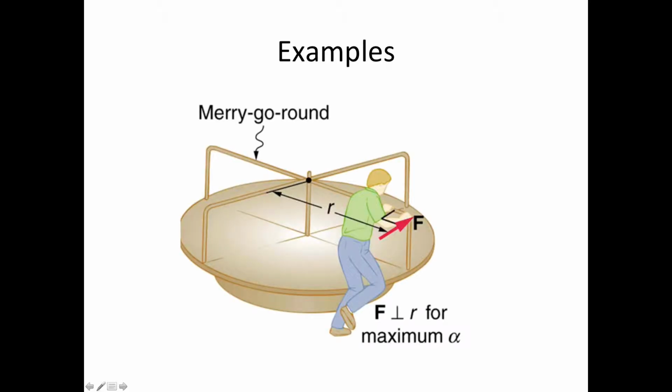So here's some examples. Let's say you have a merry-go-round, and you're pushing on the outside. The reason the merry-go-round spins around this pivot point is because you are pushing with a force, and that force is acting over a radius of the merry-go-round. This statement down here says F needs to be perpendicular to r for a maximum alpha, and alpha is angular acceleration. So if you want this thing to spin as fast as possible, you need F to be perpendicular to r.